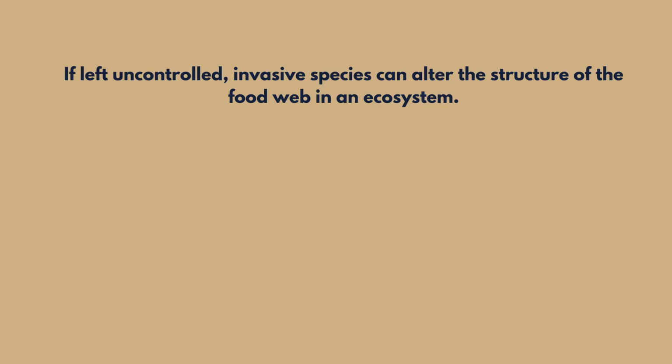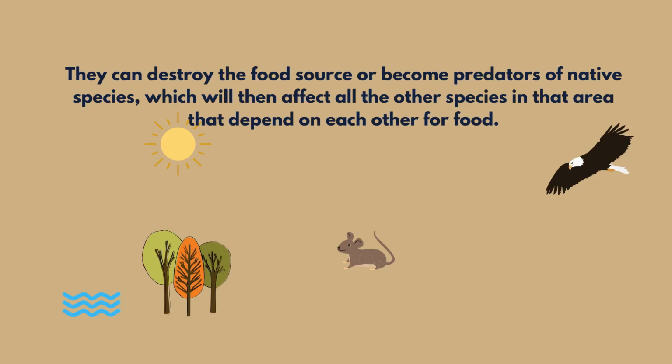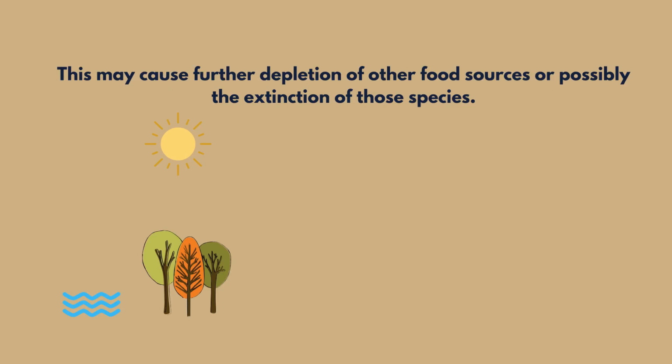If left uncontrolled, invasive species can alter the structure of the food web in an ecosystem. They can destroy the food source or become predators of native species, which will then affect all the other species in that area that depend on each other for food. This may cause further depletion of other food sources or possibly the extinction of those species.